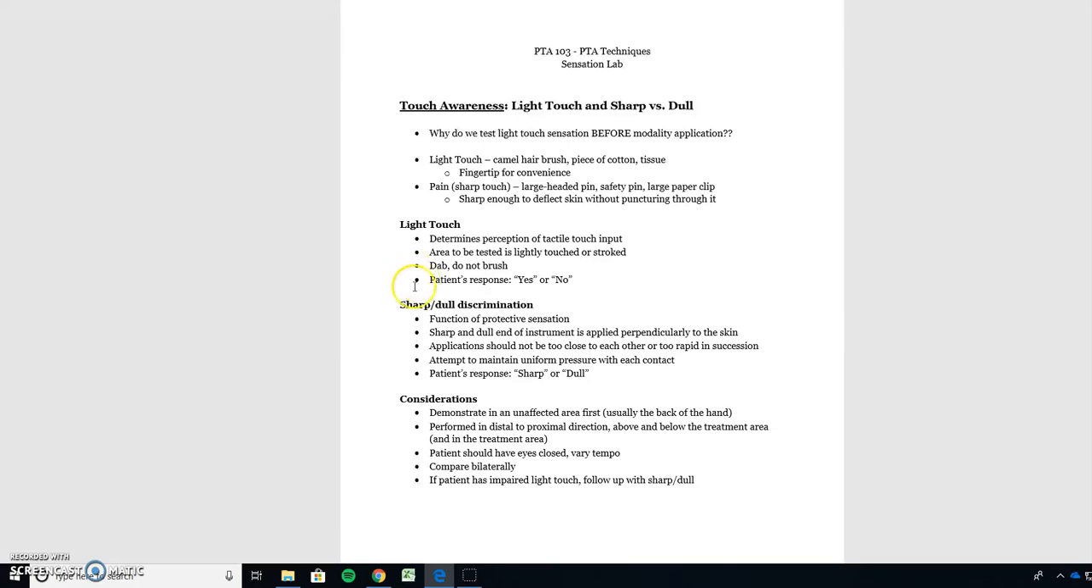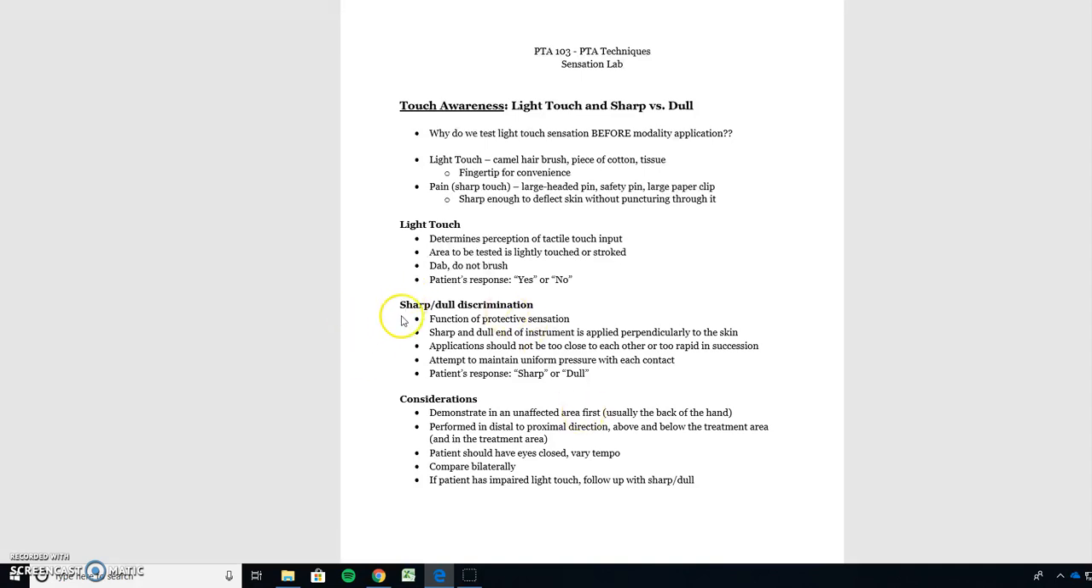What you want your patient to tell you is either yes, they feel it, or no, they don't feel it. So you can have your patient say yes or no, or okay, or I feel that, whatever cues you want to give your patient. Now, sometimes patients will say, well, I don't know, I feel a little something, but I'm not really sure what it is. You can go from there and determine a more advanced sensation evaluation, but that is not what we are going to be focusing on for now.